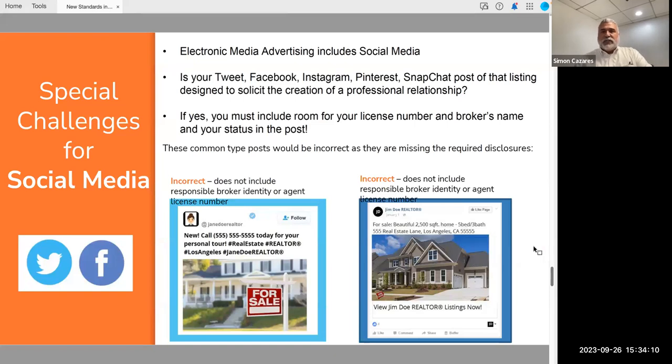The one on the right is also incorrect because it does not include the responsible broker name or the agent license number. "Beautiful home, 2,500 square feet. It's a 5-bedroom, 3-bath, 55 Real Estate Lane, Los Angeles, California," and then the zip code. "Viewed by Realtor, Listing Now," right? Again, this would be out of compliance because one, it doesn't have your real estate company, nor does it have your real estate ID number.